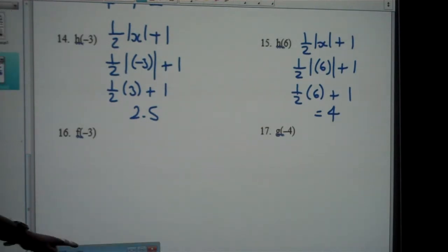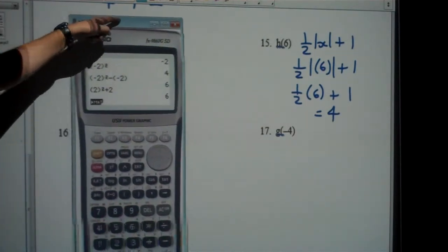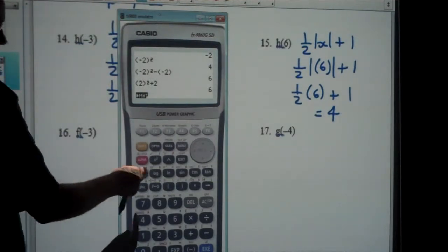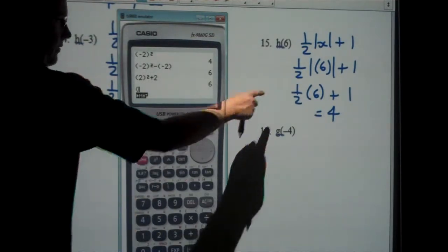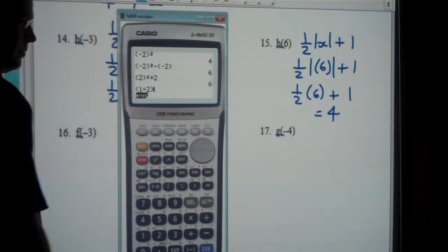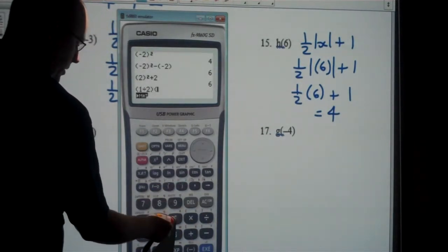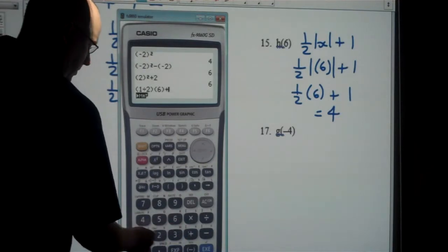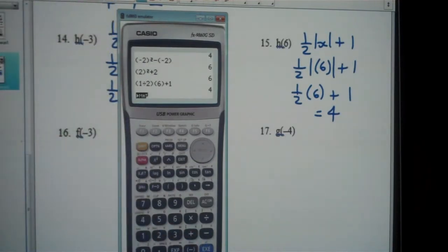Now, having said we can do it on the calculator, if you want to do this one, the use of parentheses is going to be important. So, as for our fraction here, I want to show that I'm doing 1 divided by 2. So I have parentheses around that. Then the 6, and then plus 1, which would give us the 4.